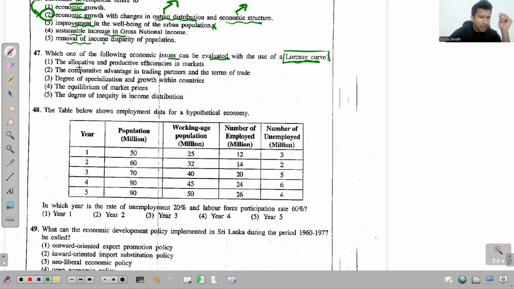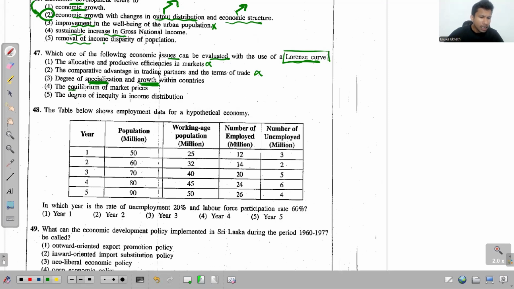The first one says the allocative and productive efficiencies in markets. No, for that you need to use a PPC, not a Lorenz curve. And then the second one says comparative advantage in trading partners and the terms of trade. No, we don't evaluate that graphically. Third one, degree of specialization and growth within countries. Specialization or growth, you cannot evaluate using a Lorenz curve.